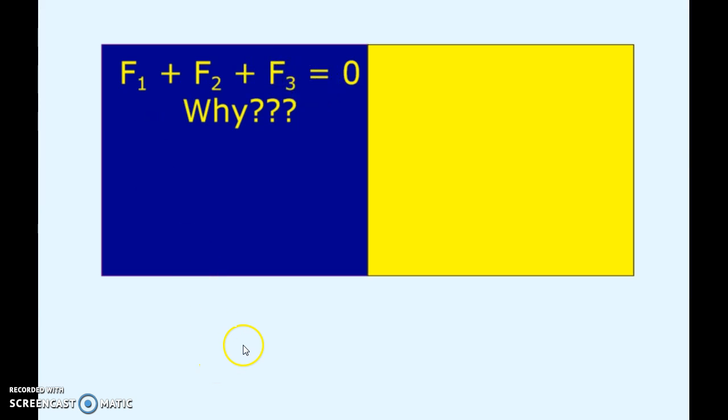Okay, so hopefully you're understanding that you need to add all three of these vectors together. The first vector, the second vector, and the third vector will all equal the result vector, but that equals 0. So the question is why? Why does F1 plus F2 plus F3 equal 0?